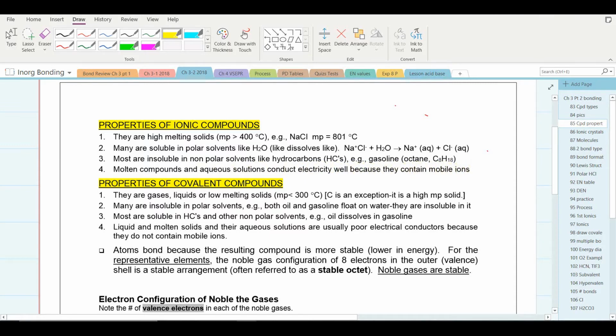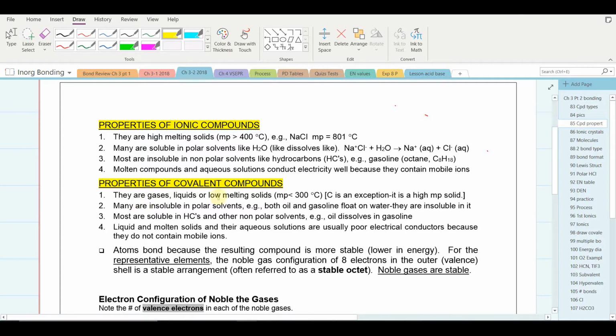Let's compare the properties of covalent compounds. We said that they are gases or liquids, and they're solids, but they're typically low-melting solids. Now, carbon is an exception. It's extremely high melting. In fact, it's the highest melting solid of all. If you look on periodic tables or sources, you'll never find the same melting point twice, because if it's 3,500 degrees C, how would you measure its melting point? Anything you put it in would melt before the carbon itself melts. Difficult to do.